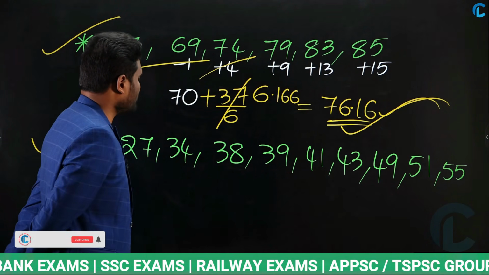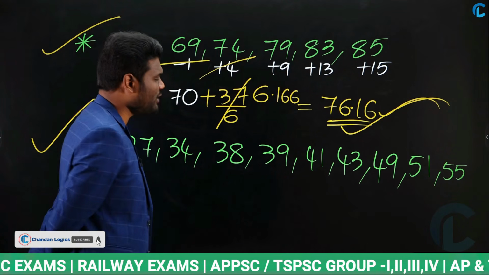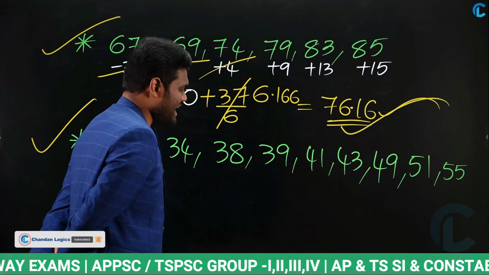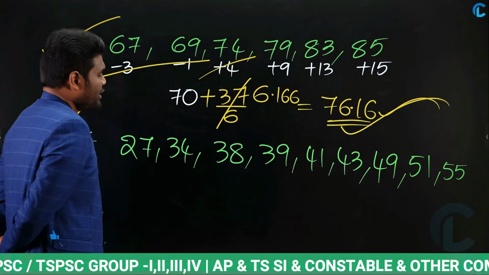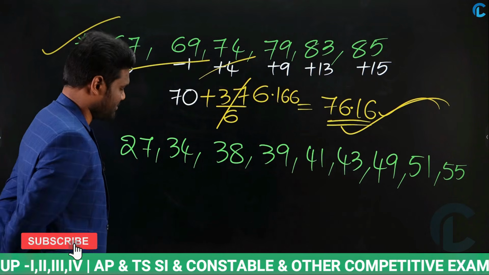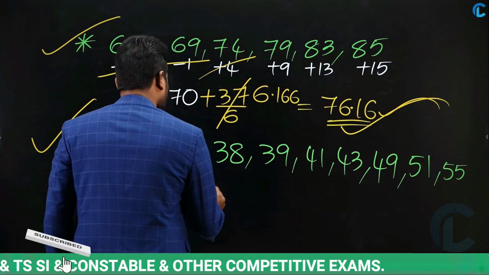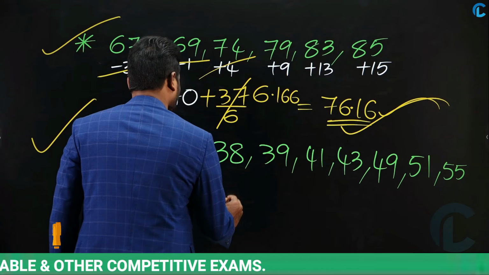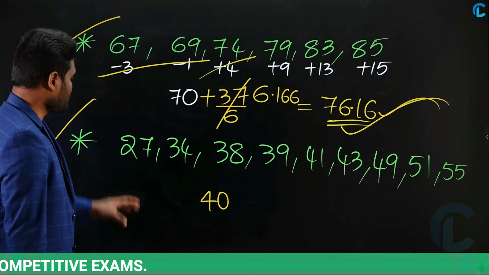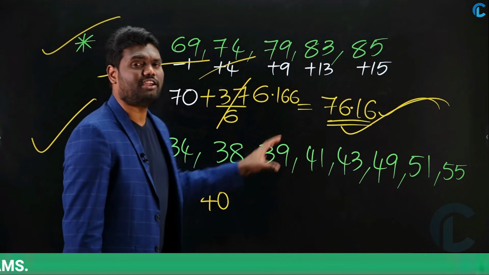27, 34, 38, 39, 41, 43, 49, 51, 55. You are supposed to calculate the average for these numbers. Now what I will do is assume the average as 40. If I assume the average as 40, each and every number should be 40, 40, 40.